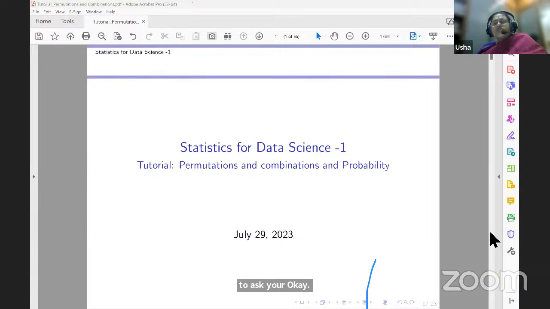This tutorial is on permutations and combinations, and we will mainly focus on permutation and combination. And we will try and touch upon a few probability questions.